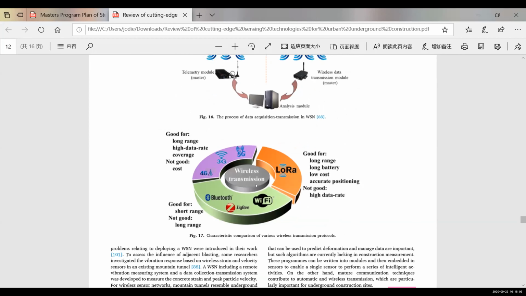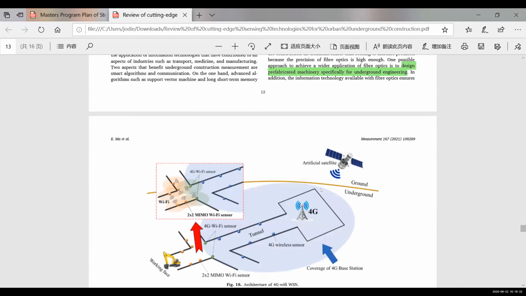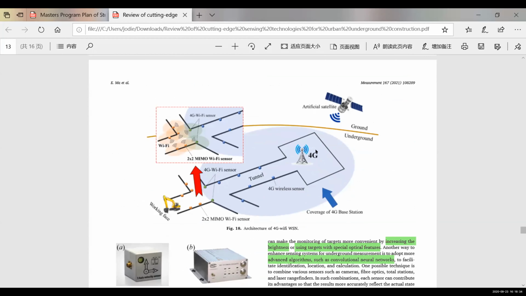And here are their advantages and disadvantages. And to combine the advantages together, here comes the 4G Wi-Fi WSN. It combines the Wi-Fi sensor and 4G sensor together to get a long-range coverage and also a lower cost to build base stations.